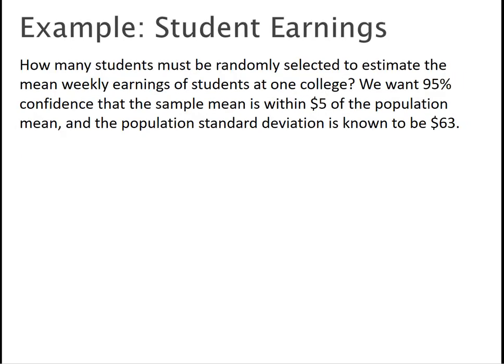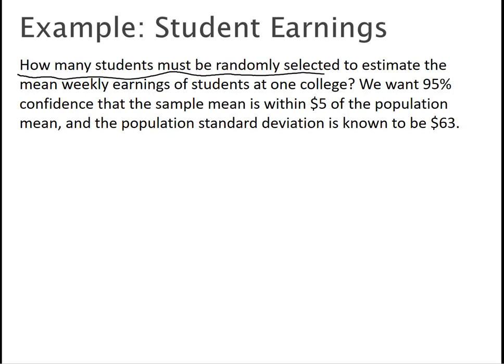All right, this next example is going to be over student earnings. How many students must be randomly selected to estimate the mean weekly earnings of students at one college? We want 95% confidence that the sample mean is within $5 of the population mean, and the population standard deviation is known to be $63. A few things I note. The first thing that this problem says is how many students must be randomly selected. So that tells me that we are going to find n.